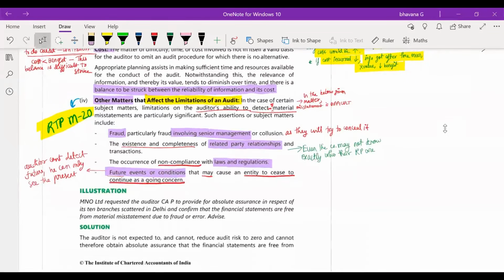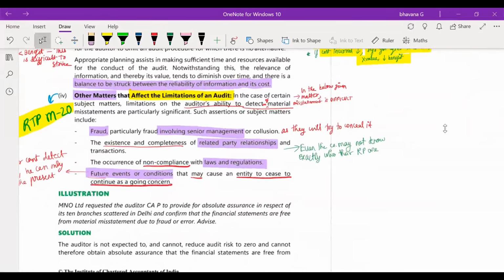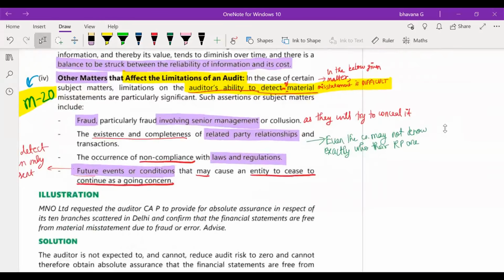Here they tell you that the auditor's ability to detect a material misstatement is difficult. Why is it difficult? A fraud might happen, and the fraud might involve senior management. If senior management is itself involved in the fraud, they will try 101% to conceal that fact. It will become very difficult for us to find out that fraud.